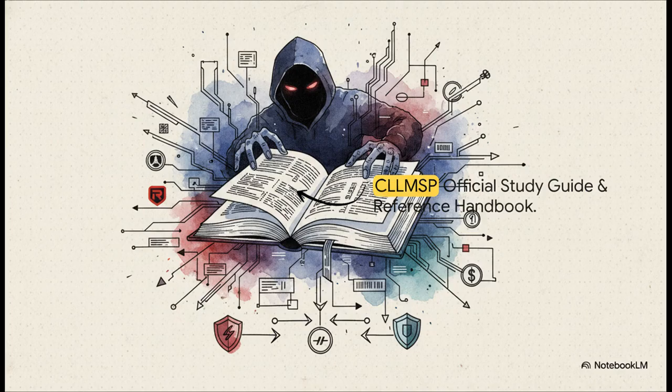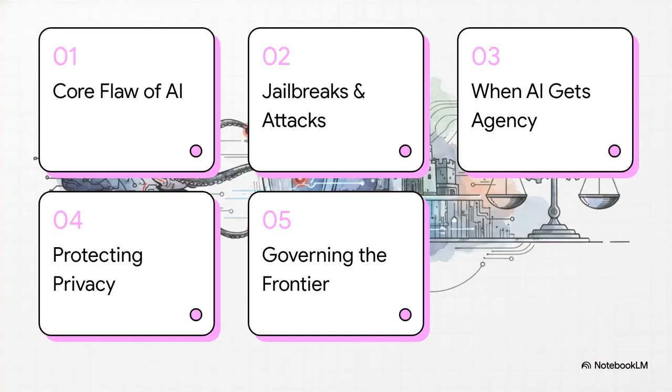Okay, let's dive right into this. To really understand how AI gets compromised, we are going straight to the source material today. This is the official study guide and reference handbook for the Certified LLM Security Professional, or the CLLMSP. Now, this isn't your standard everyday user manual. This is a highly technical Red Team certification handbook. It looks at AI entirely through an attacker's eyes. It breaks down the exact frameworks, the attack vectors, and the defensive strategies being used by security engineers and hackers right now.